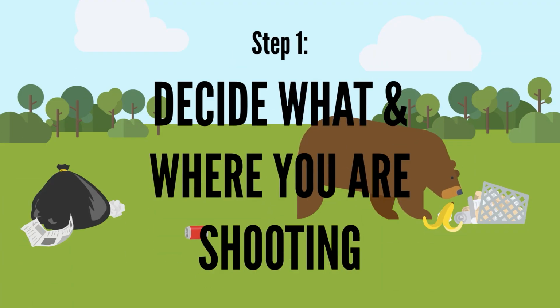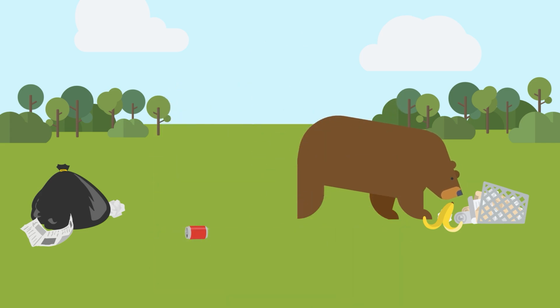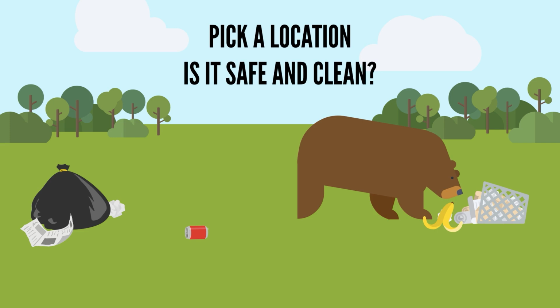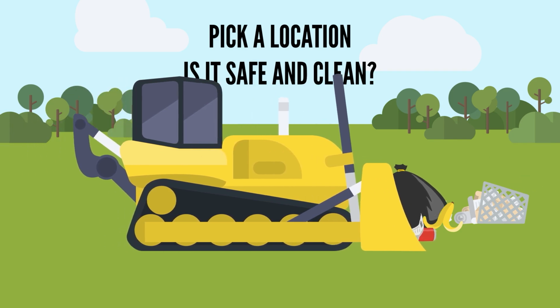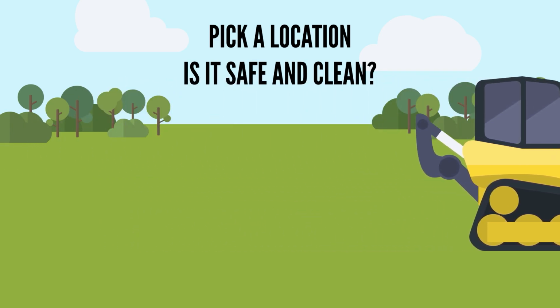Step 1. Decide what and where you are shooting. While this sounds pretty simple, there's a few details to keep in mind. First, pick your location and ensure that it is safe and clean. Keep a keen eye out for things like poison ivy, trash, vehicles, and pedestrians.